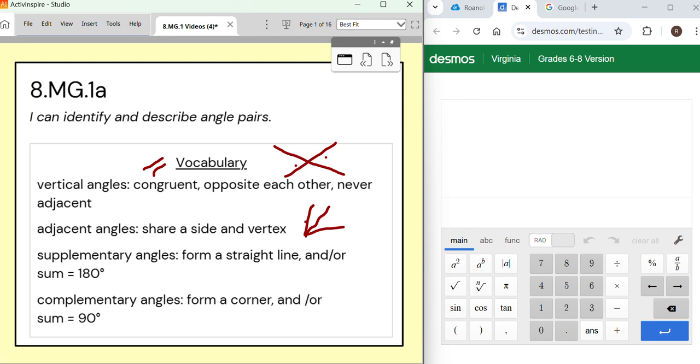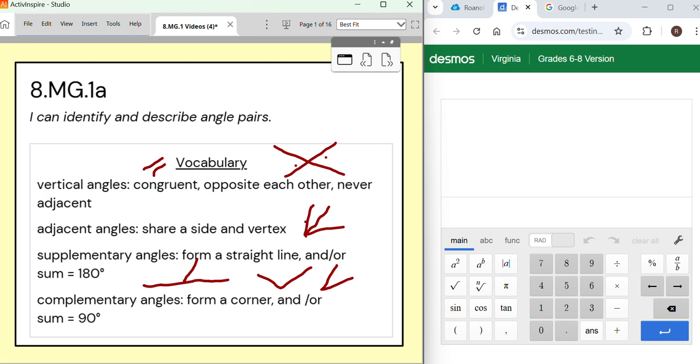Vertical angles, you know, are equal. Adjacent angles don't have any kind of relationship like that. You have to be told their value. Supplementary angles form a straight line when they're adjacent and equal 180, or you can have two angles that together equal 180 that are not adjacent. But supplementary means 180 degrees.